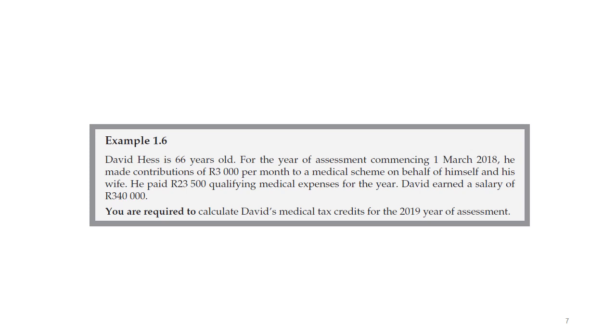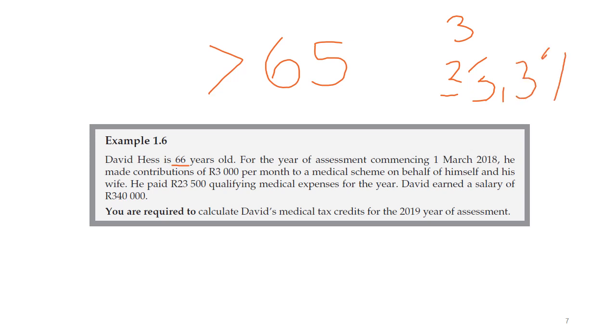We've got David, he is 66 years old, and that immediately should get your juices flowing in terms of I'm dealing with a taxpayer who is older than 65. So for me, immediately in my head, what happens is 3 and 33.3%, right? Just for me to sort of remember that that's what I'm going to be working with. He contributed 3,000 Rand per month to a medical scheme on behalf of himself and his wife. So we know that there's 2 people on the medical scheme, the taxpayer plus a dependent.